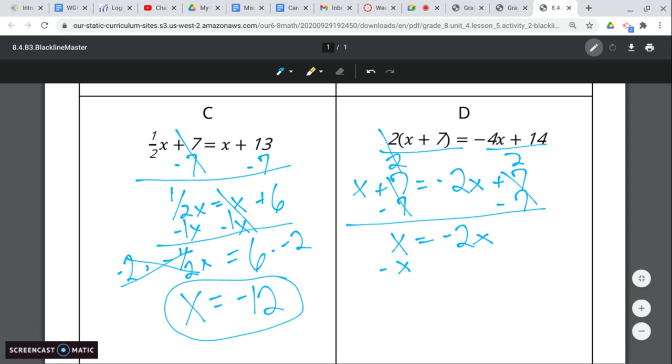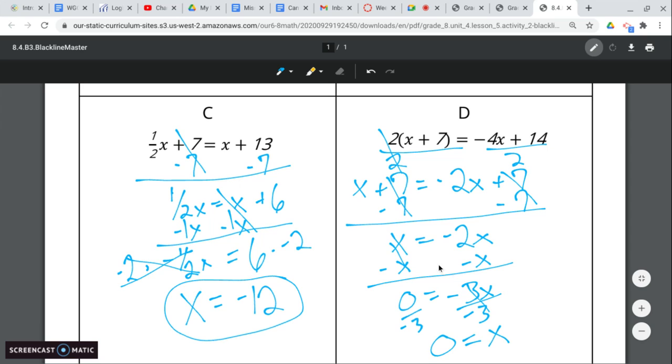Now, subtract x. So I'm going to end up with 0 equals -3x. We divide by -3, so we just end up with 0 equals x.